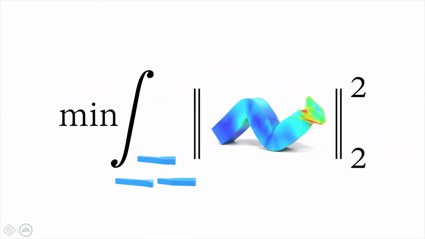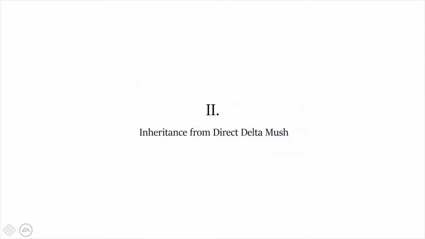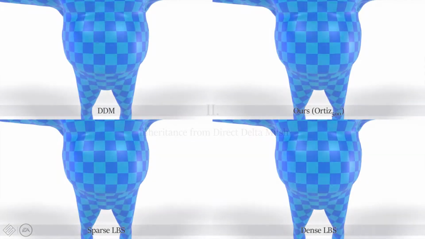The parameters of our model are computed by minimizing the compression error on an uncountable set of example poses. Please refer to our paper for more details of this method. Our proposed model inherits several characteristic effects of direct Delta Mush skinning.